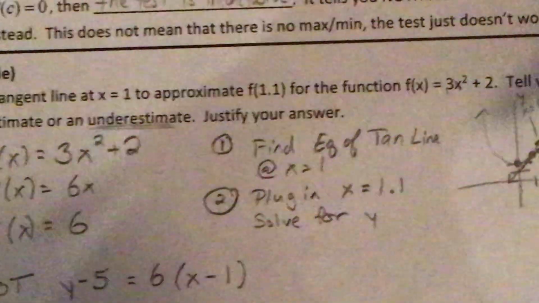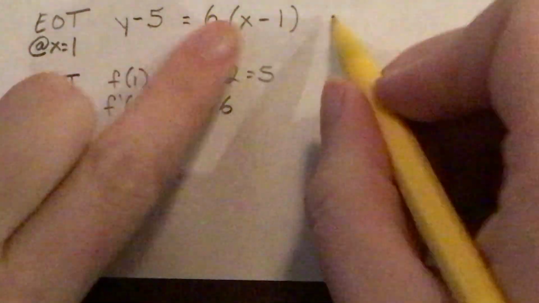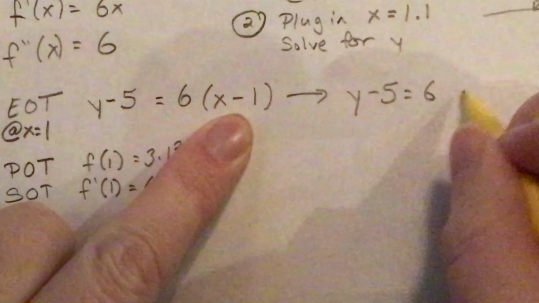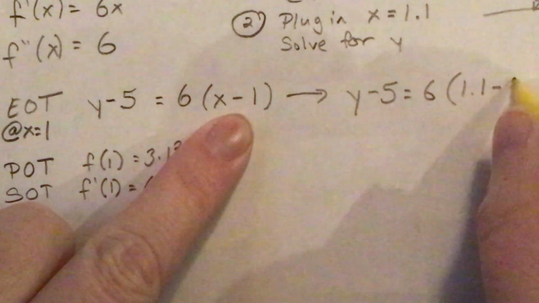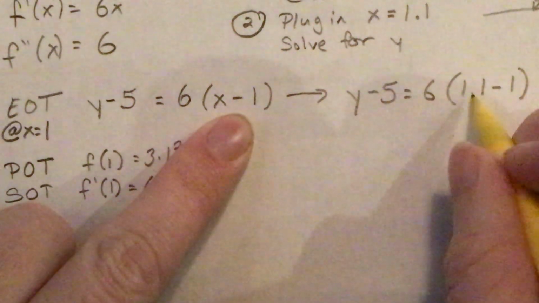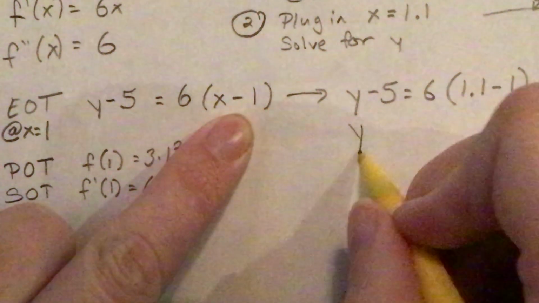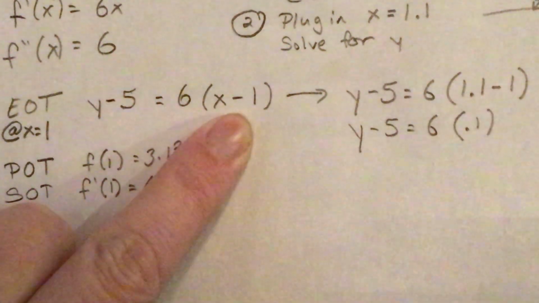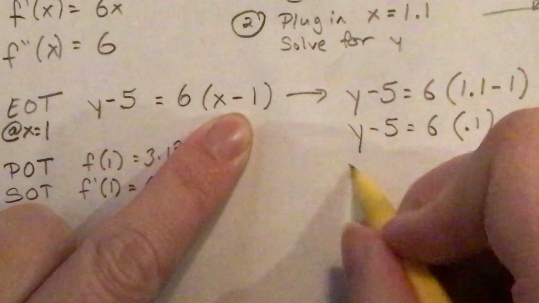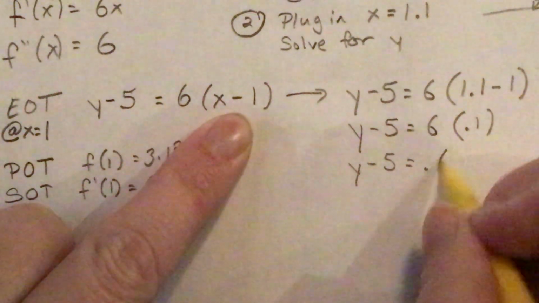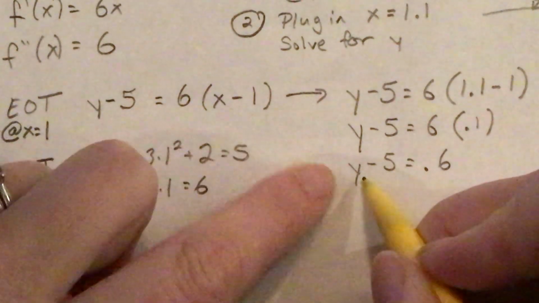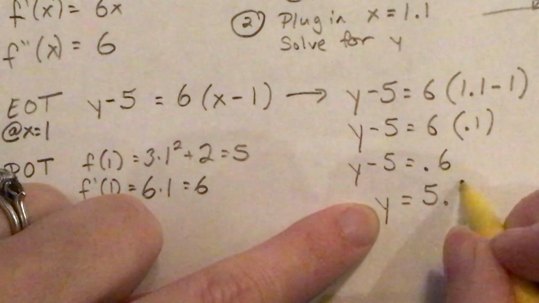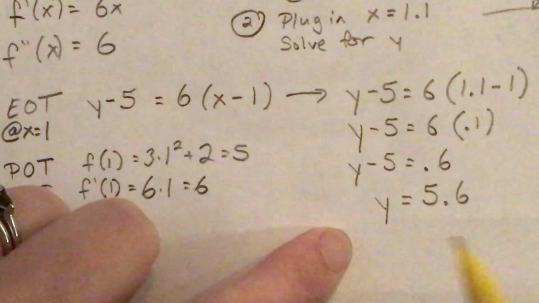Okay, so let's plug in 1.1 for x. So this equation is going to turn into y minus 5 equals 6 times 1.1 minus 1. So y minus 5 equals 6 times, 1.1 minus 1 is just 0.1. Multiply here, y minus 5 equals 0.6. And then add 5 to both sides, y equals 5.6. This is an estimate.